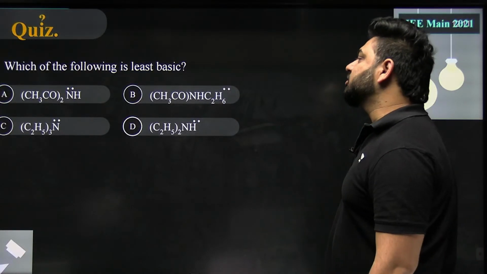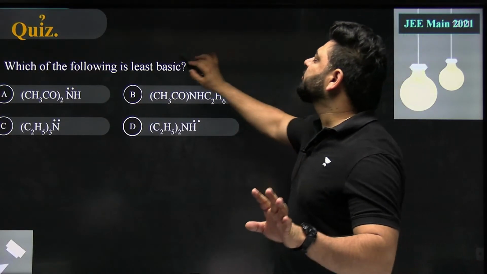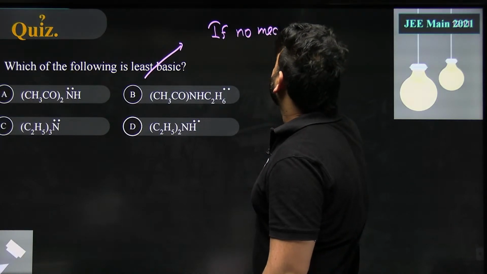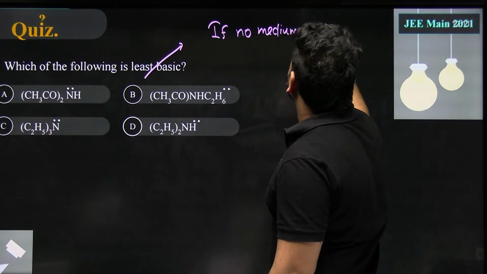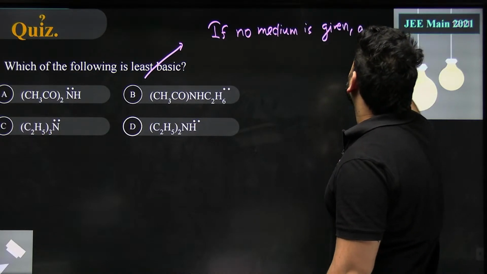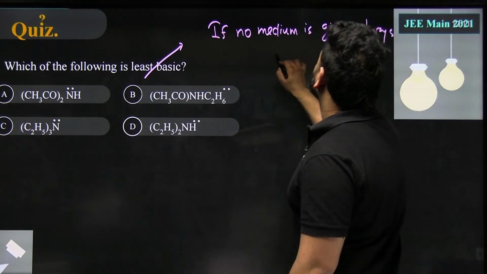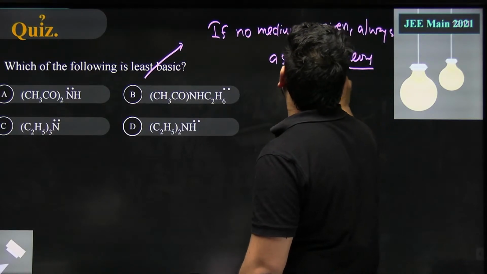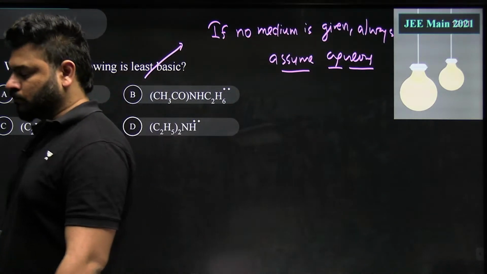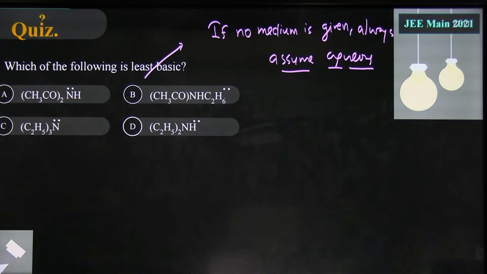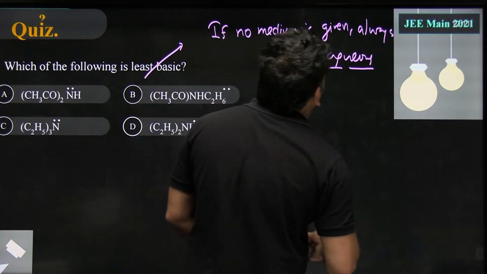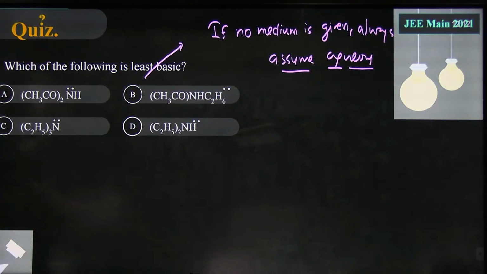Which of the following is least basic? Whenever no medium is mentioned, always assume aqueous. We have to assume the medium as aqueous medium. This question came in JEE Main 2021, and this question asks which of them is the least basic.